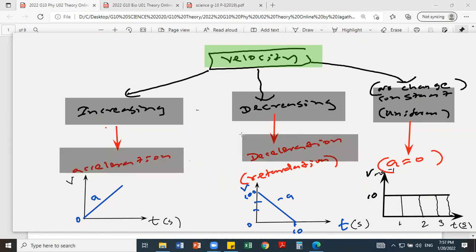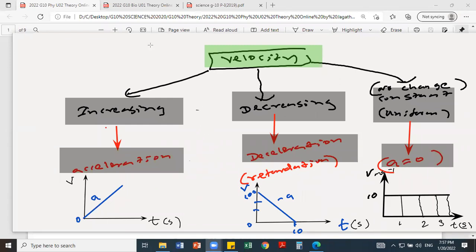Acceleration, deceleration, and zero acceleration. A equals 0 means zero acceleration, the last one. So there are three things: increase in velocity, acceleration. This is the graphical representation. Decrease in velocity is deceleration. This is the graphical representation. Last one, no change in velocity or uniform velocity, that is zero acceleration. This is the graph.